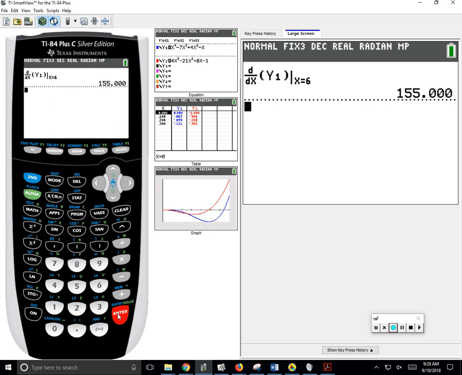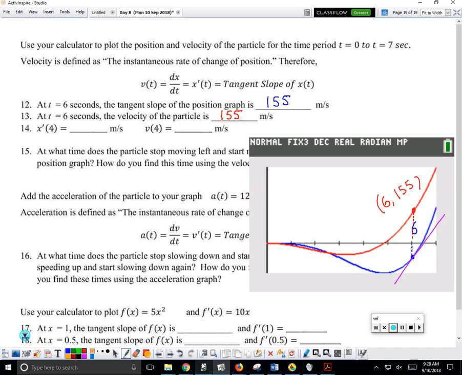You need me to do that again? Why do you put Y1 in there? What I'm looking for is the velocity at time 6, which is equivalent to the derivative, that's what this symbol means, or tangent slope of the position. So on the calculator, this X here is really Y1. My position formula is in Y1. Did that make sense? Is that your question? Two points.